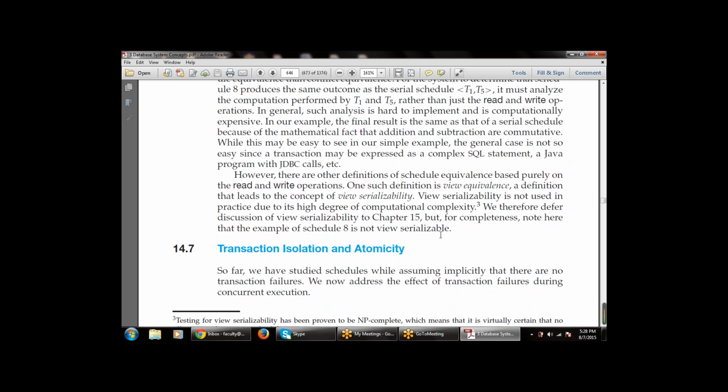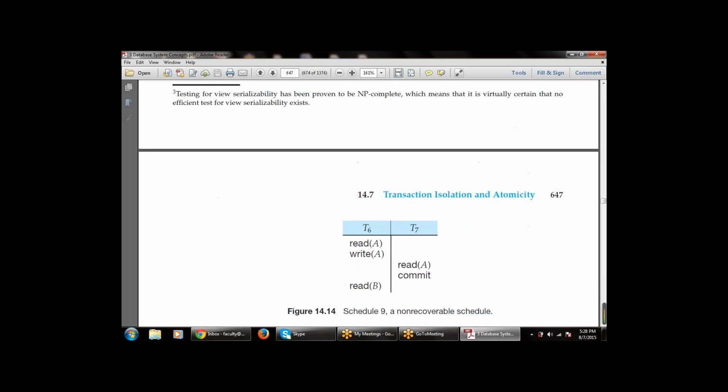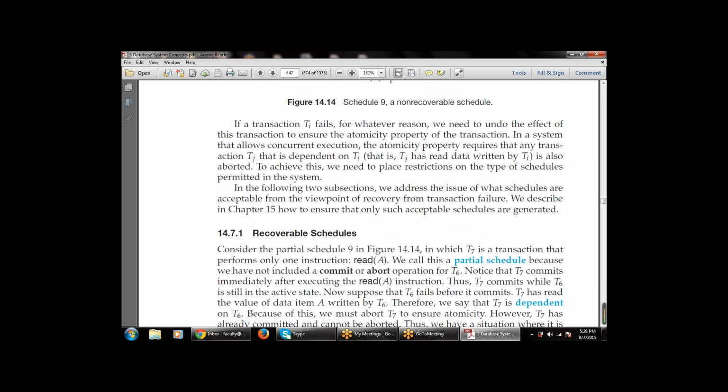Next is transaction isolation and atomicity. We have discussed transaction isolation and atomicity. Now these are the various subsections that decide which schedules are accepted from the recovery point of view.